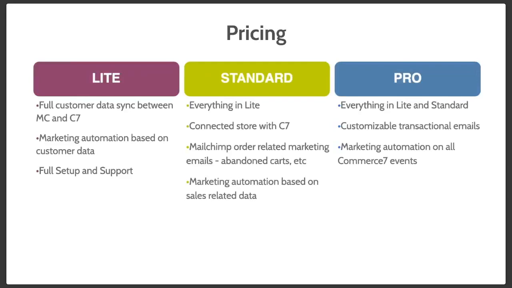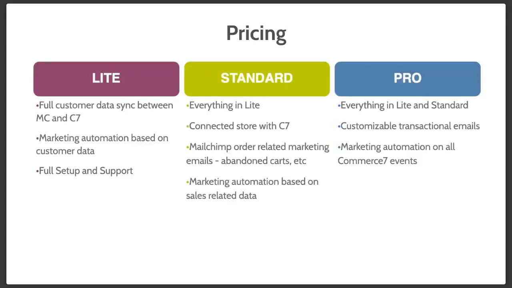Now with Standard, you get everything that you do in Lite, but you also get a connected store. So you'll be able to send emails based on the customer's purchase history, such as abandoned carts and retargeting emails like we talked about. You also get more detailed marketing automation based on the purchases they've made, when they purchased, what products they've bought, and so on. So sales-related data will come into this as well.